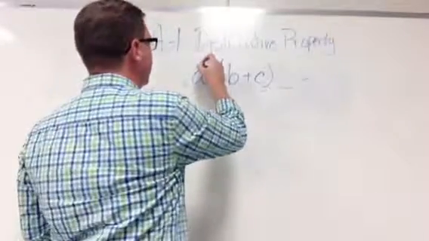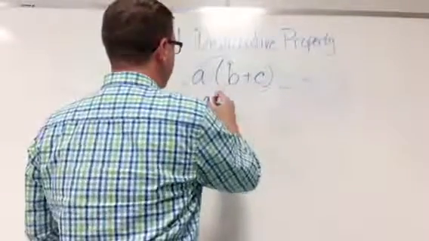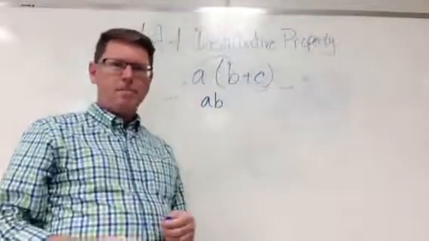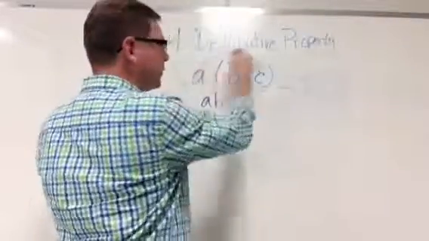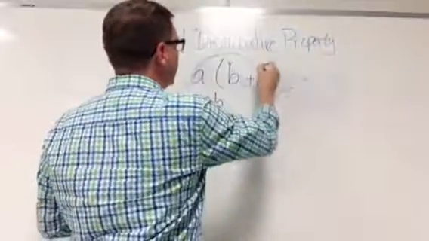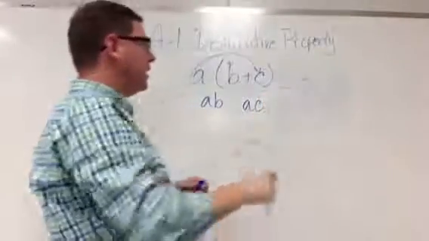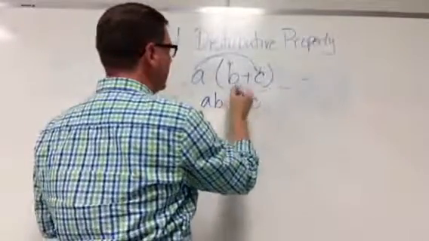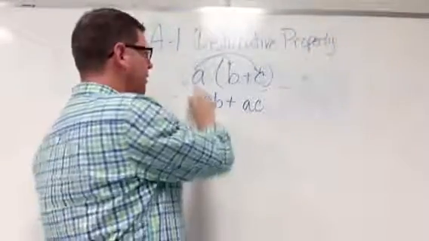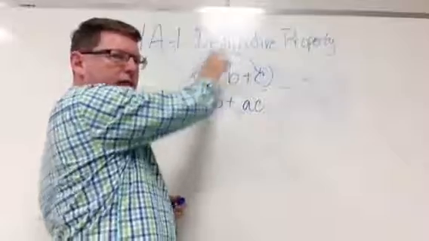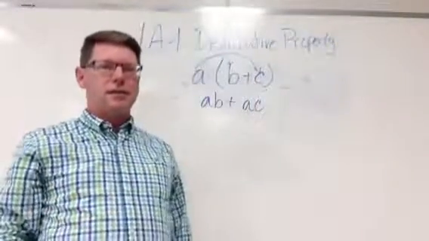So I'm going to take this A and I'm going to multiply it by the B. And when I multiply A times B, I get AB. Okay? Because they're not the same, I can't do anything else. They're not numbers, it's just A times B. And then I'm going to take that A and I'm going to multiply it by the positive C. A times C is AC, and I have to put a plus sign here because it's positive times a positive. That makes positive. So the distributive property, I take whatever's on the outside and multiply it by everything that's on the inside. It only works if there's a plus or a minus inside the parentheses.